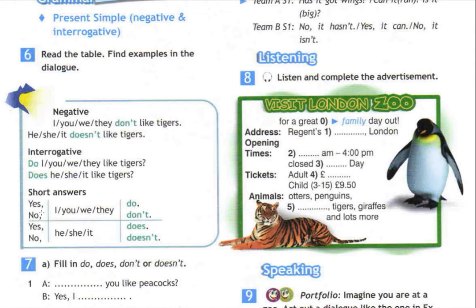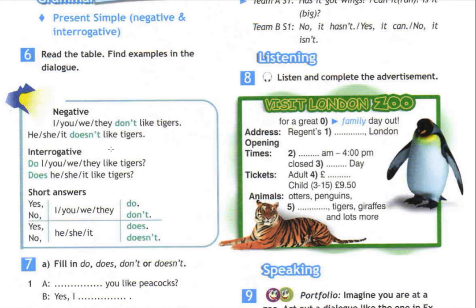Short answers. Yes, I do. Yes, you do. Yes, we do. Yes, they do. Negative. Отрицательно. No, I don't. No, you don't. No, we don't. No, they don't. Yes, he, she, it does. No, he, she, it doesn't.